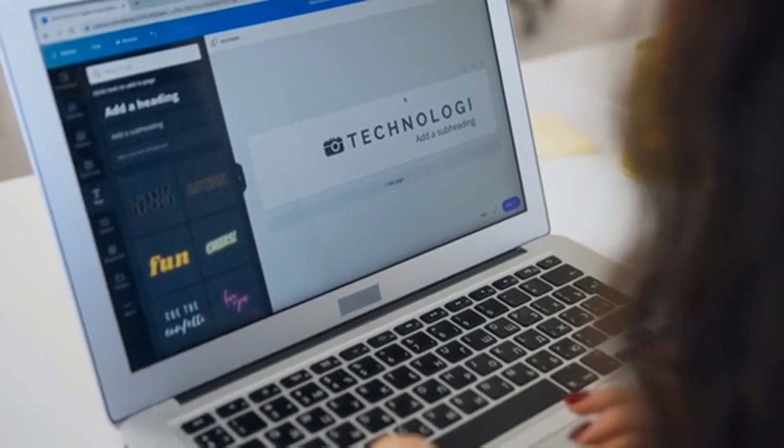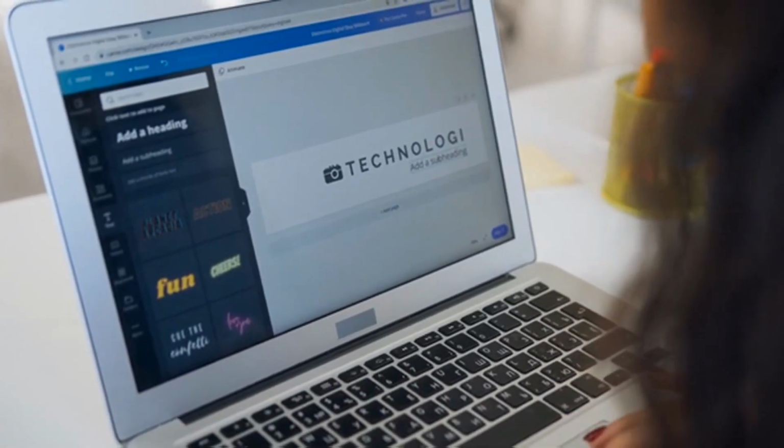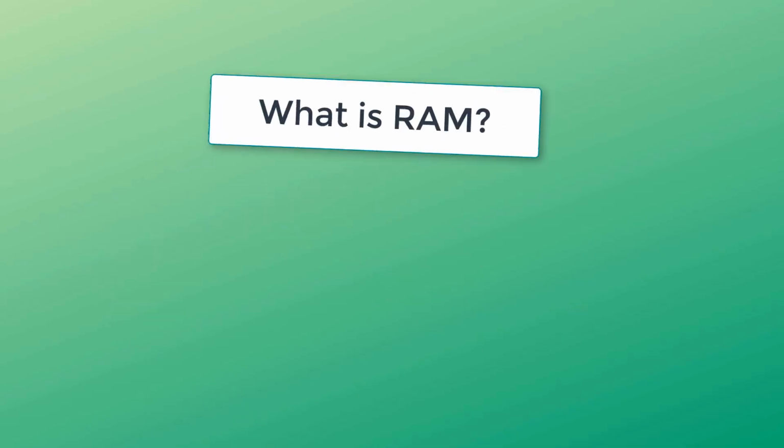RAM plays a crucial role in how your computer works and performs. So, it is important to understand how it works and its importance in a computer system. First, let's start to see what RAM is all about.